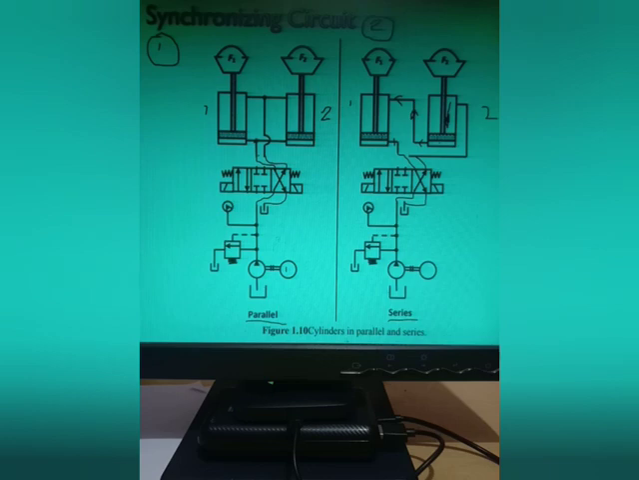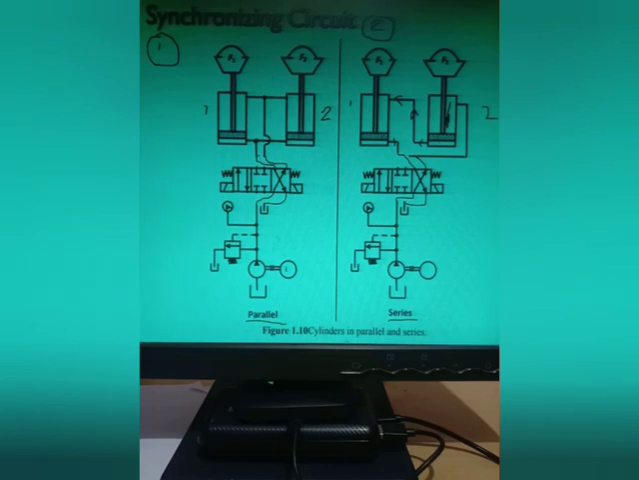Hence, by using a single pump and a single direction control valve, we operated the two actuators. First we connected the two actuators in parallel, and second, in this case, we connected the two actuators in series. So I hope you understand the synchronizing circuit. It is very simple to understand.